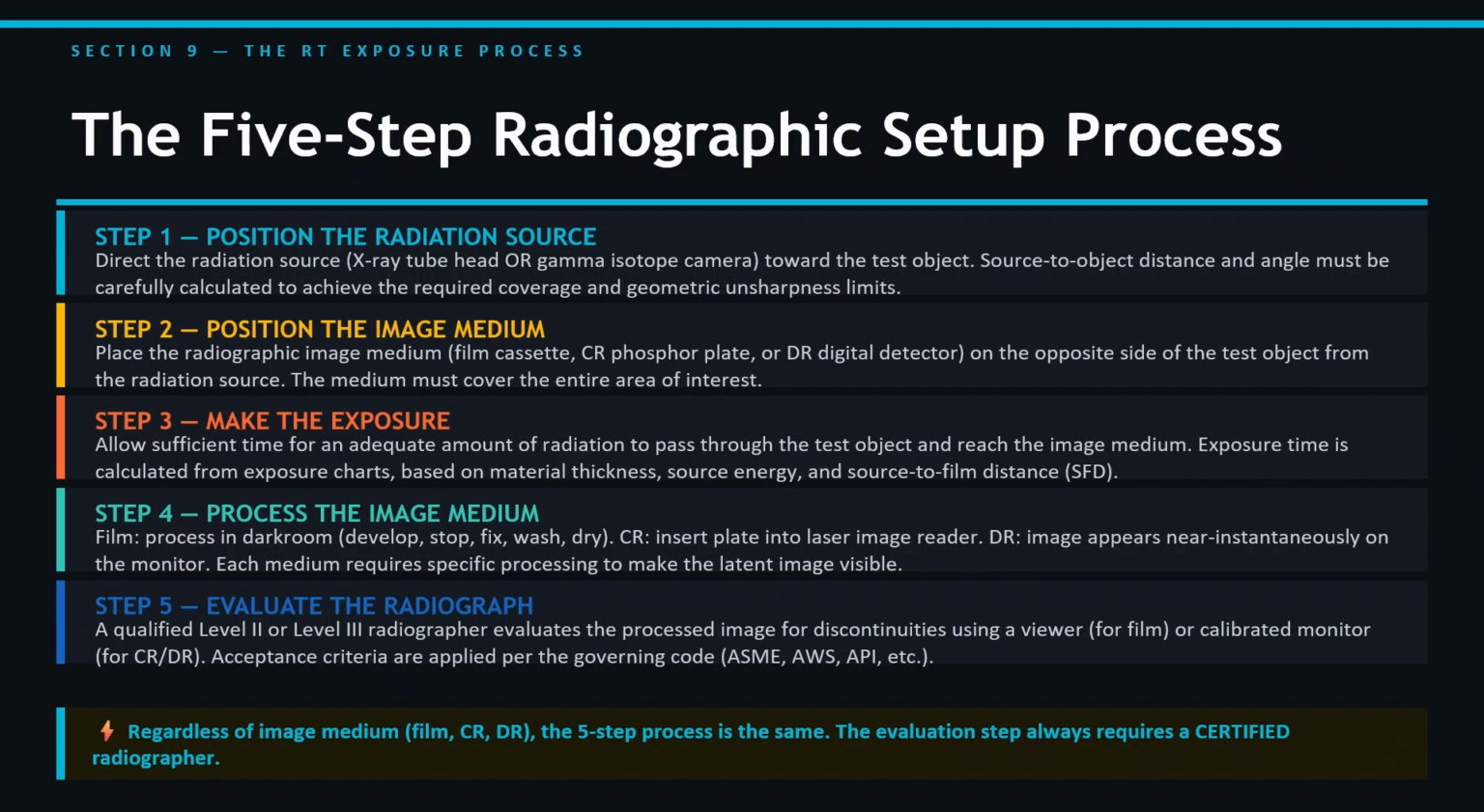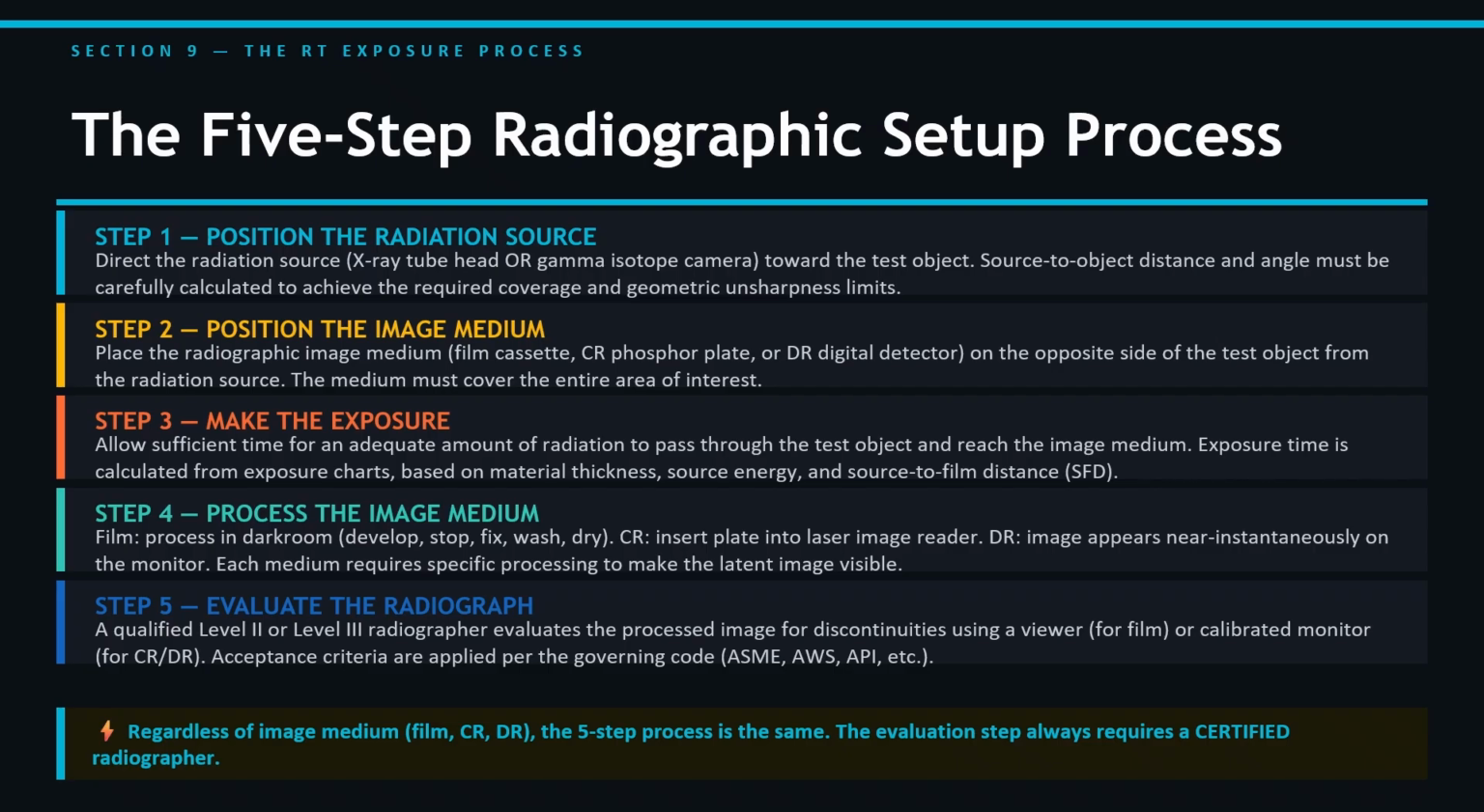Now let's connect all of the physics to the actual RT workflow. The first step is positioning the radiation source. The source must be correctly aligned with the component and the required area of interest. The second step is positioning the image receptor on the opposite side of the component. The third step is making the exposure. This is where material thickness, radiation energy, source to object distance, and exposure time come together.